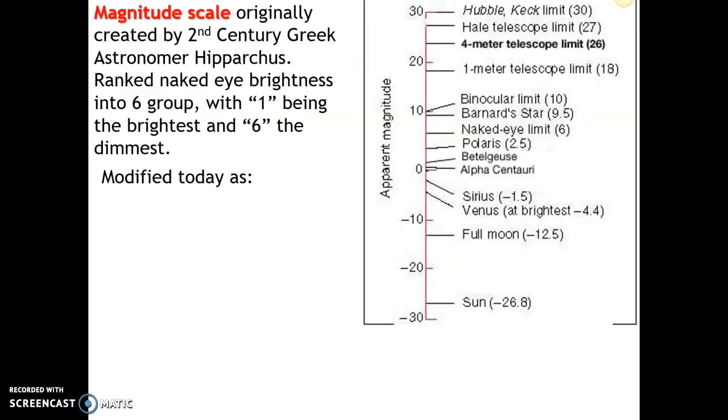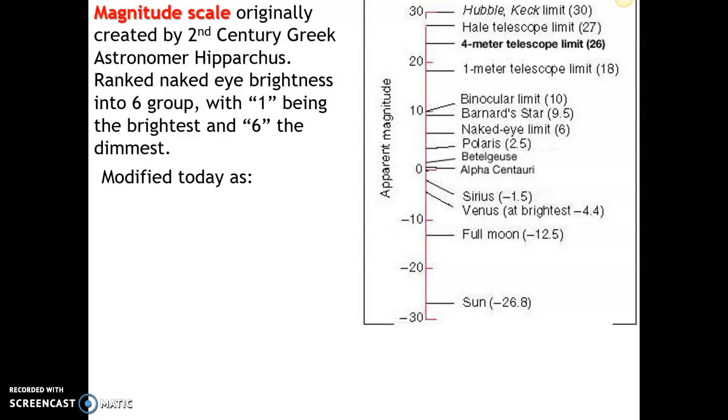All right, so the magnitude scale originally was created back in the 2nd century by Greek astronomer Hipparchus. He ranked the naked eye brightness into 6 groups, with 1 being the brightest, 6 being the dimmest. That's been greatly modified since the advent of the telescope and the spectroscope and other tools. We now realize that we can see brighter things than a 1, and we can see dimmer things than a 6 because of the telescope.